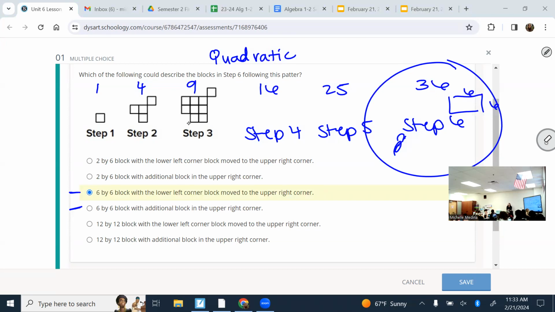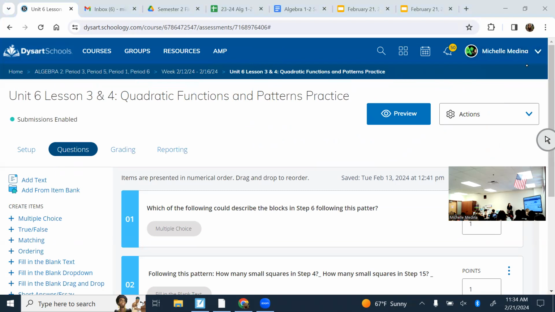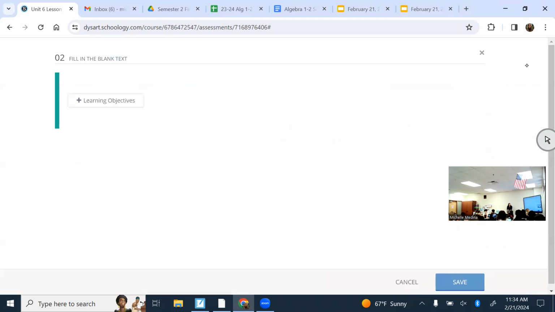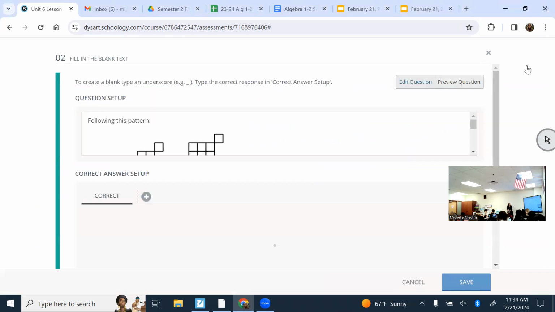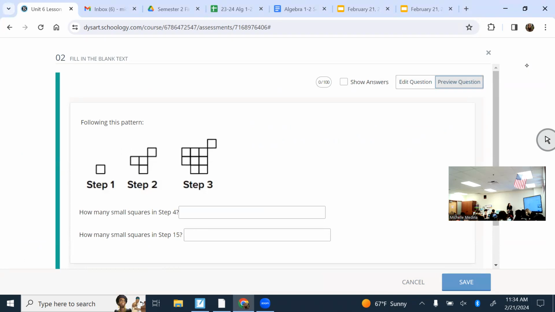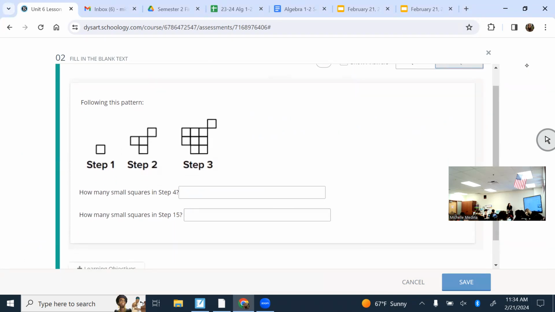Questions on others from any practice, anything that we're still not moving at? Deanna? Okay, so question 2 on lesson 3, 4. We have, how many small squares are there in step 4 and then in step 15?